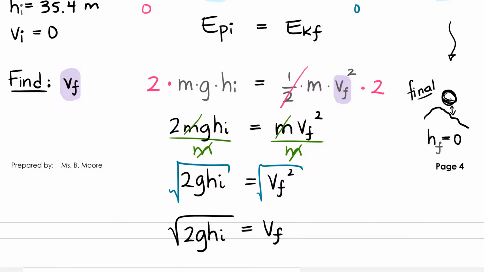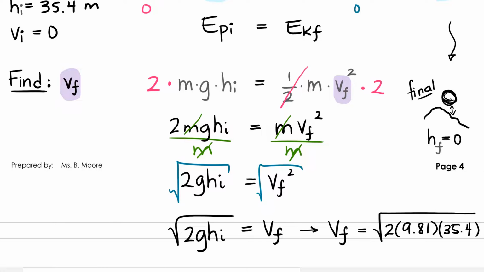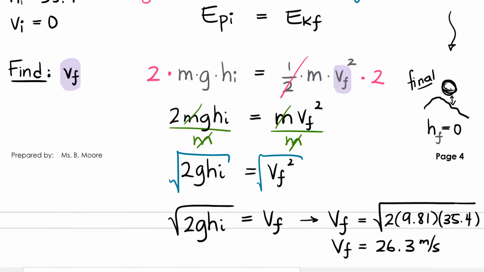Now we can put in our numbers. v final equals the square root of 2 times 9.81 meters per second squared times 35.4 meters above the ground. When you put this into your calculator, you should get 26.3 meters per second.